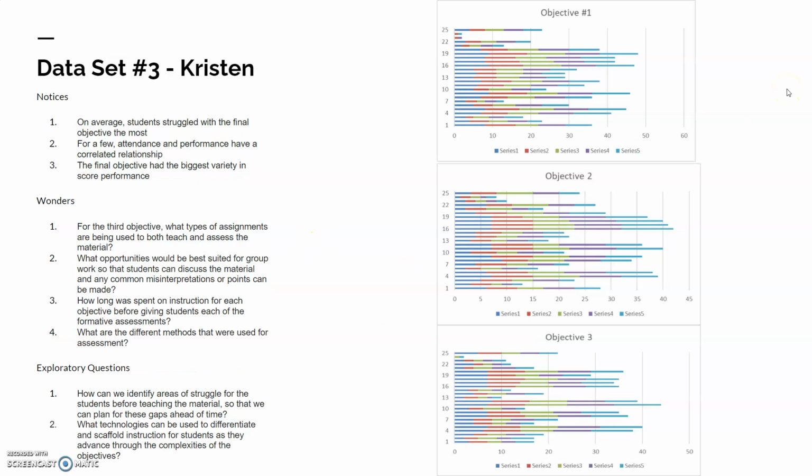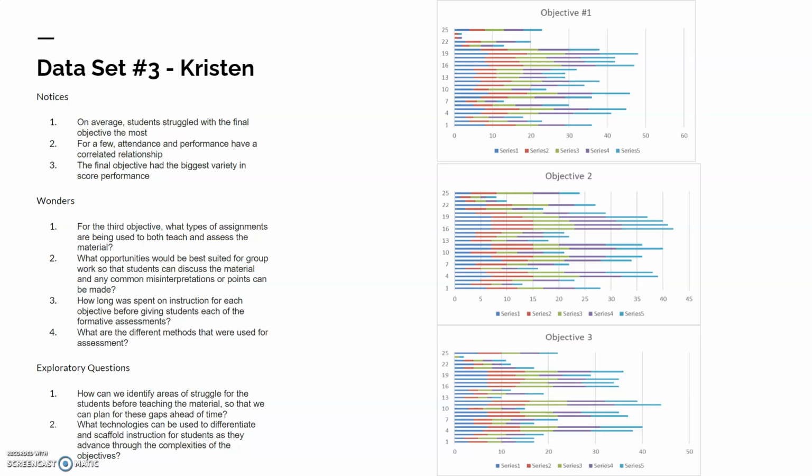Finally, you have Kristen's data sets. She has her objectives in a chart as well. Her notices were, on average, students struggled with the final objective the most. For a few, attendance and performance have a correlated relationship, and the final objective had the biggest variety in score performance.